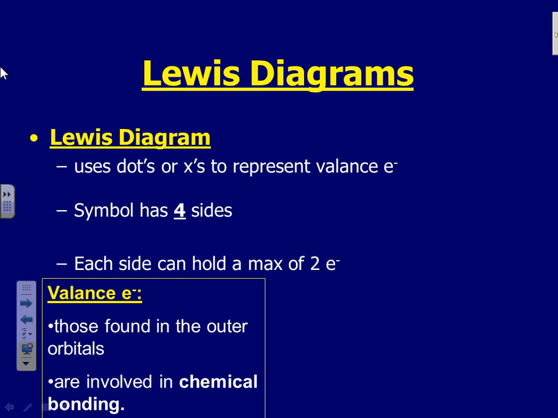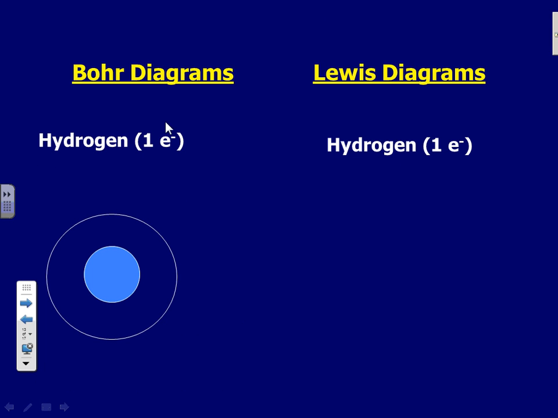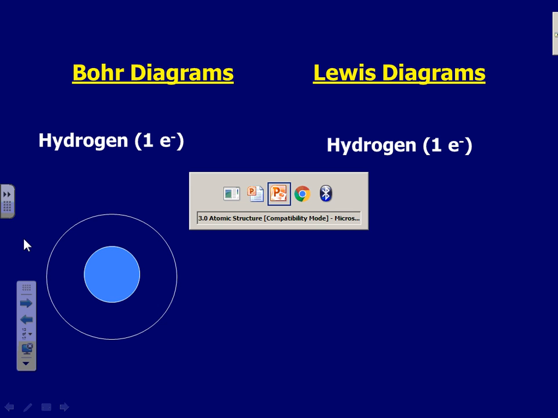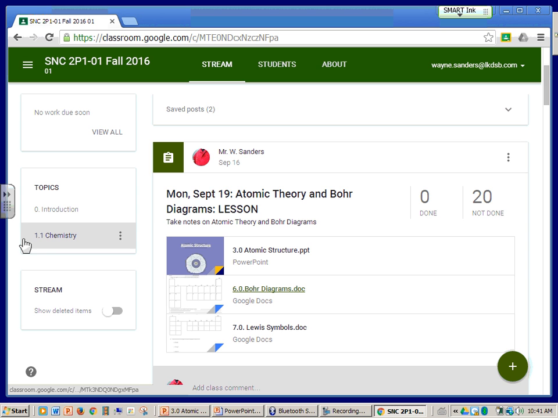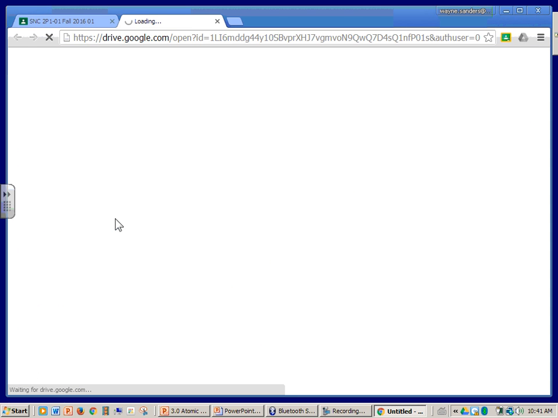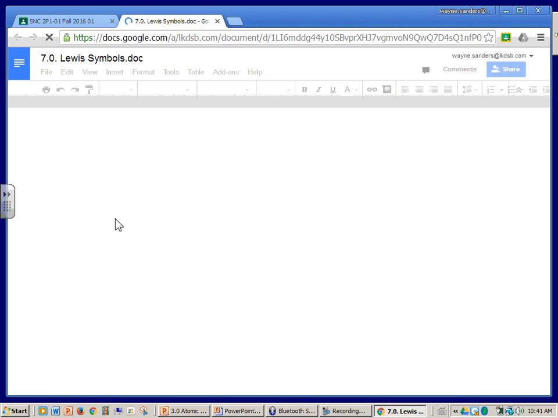Let's draw some Lewis diagrams. They're very simple to draw. So at this point, I'm not going to make reference to this. I'm going to go back to my sheet, which is now a second sheet that you guys have on Google Classroom, and that is on Lewis symbols. Again, open it up so that you can write on it. Okay?